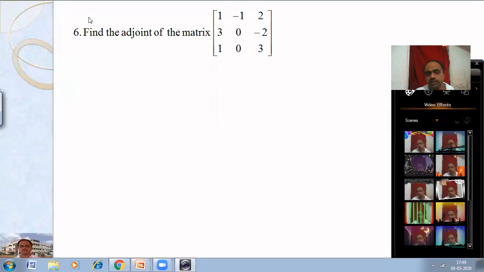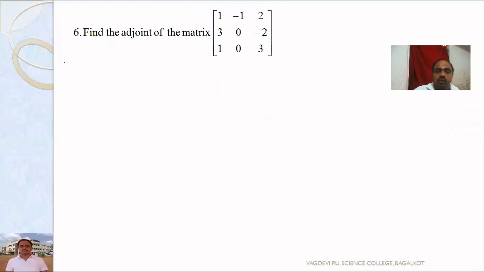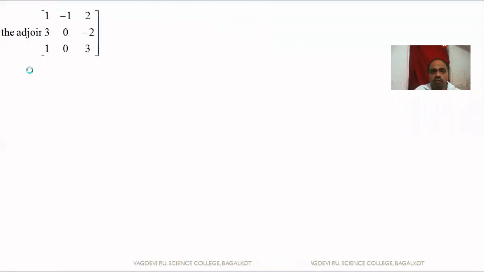Yesterday we saw minors, cofactors, and how to use cofactors to construct the cofactor matrix. If you transpose the cofactor matrix, we get the adjoint. By taking the transpose of the cofactor matrix, we get the adjoint of the matrix. And what is the important property of adjoint?